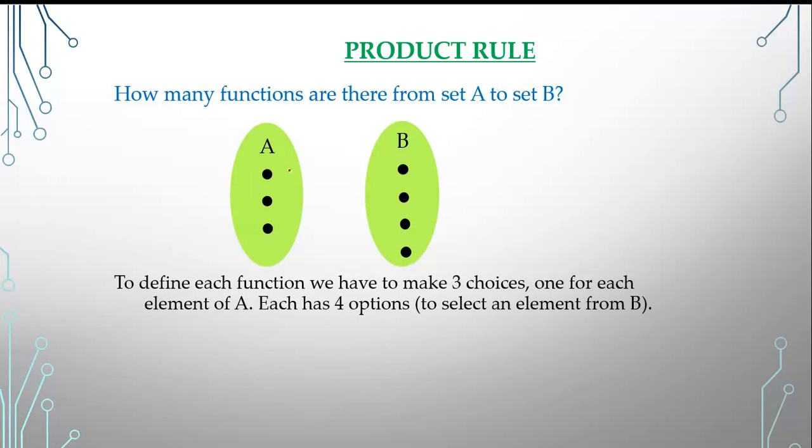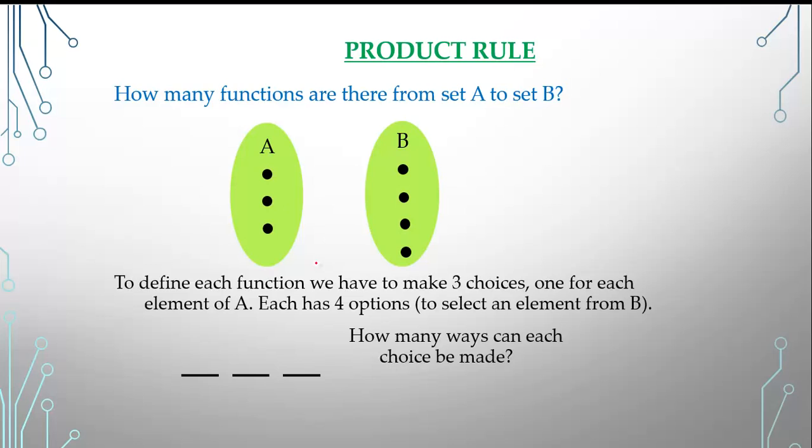It means that each element of A is related to an element of B. So we have three choices to make the function, and each element of A has 4 options, right? Here we have 3 elements. How many options to fill these 3 elements? The first element has how many options? 4 options are there. For the second element, again 4 options. For the third element, again 4 options, right?